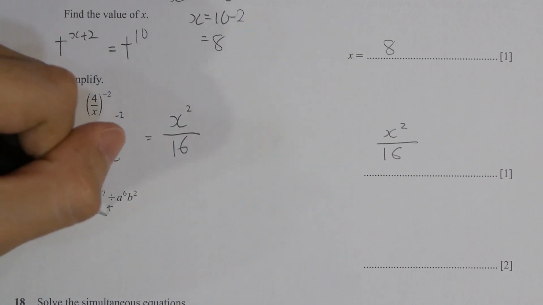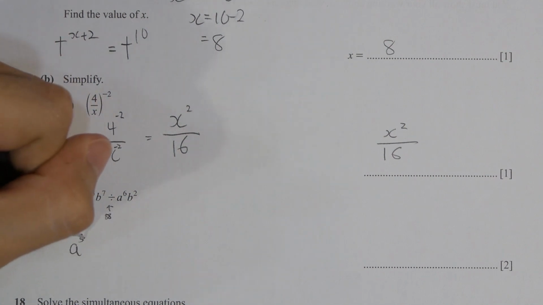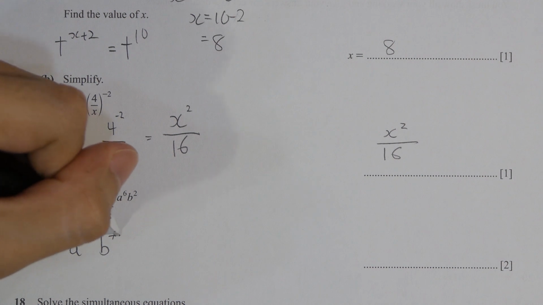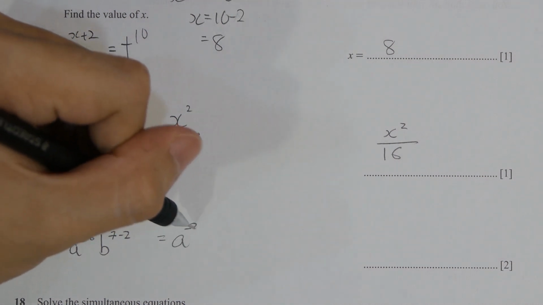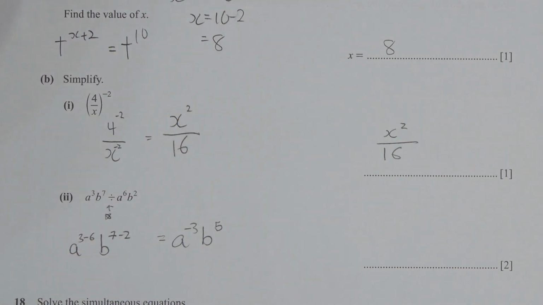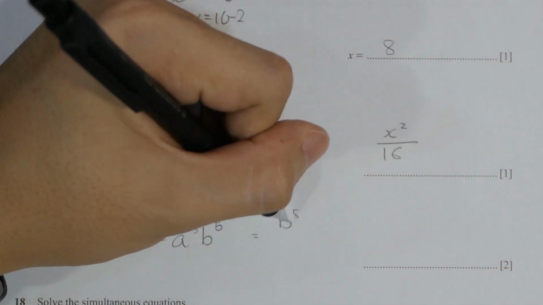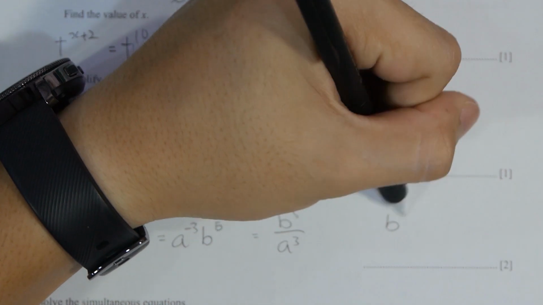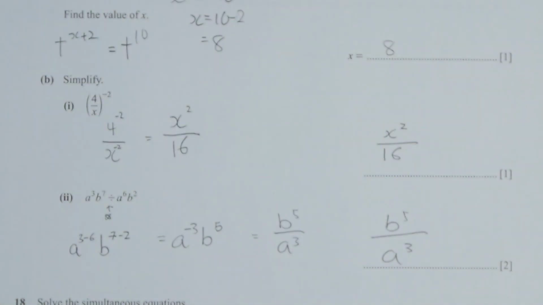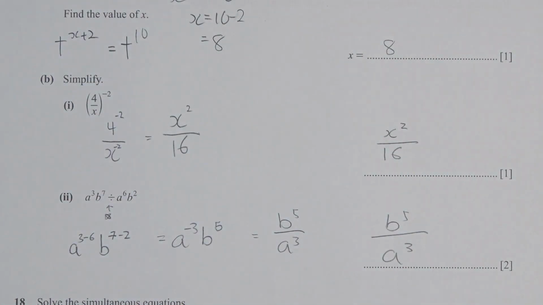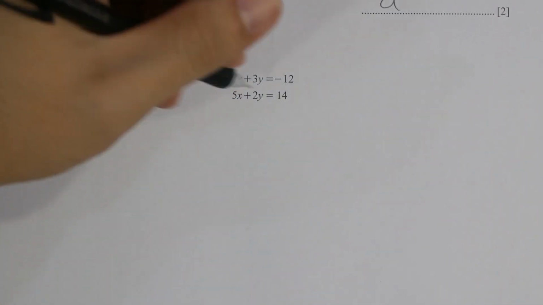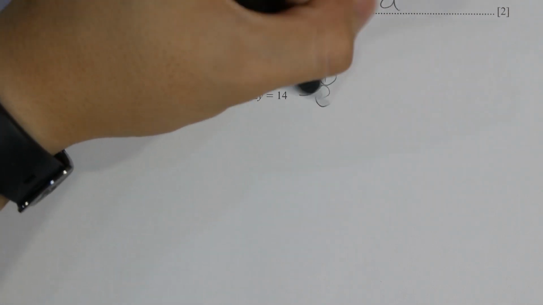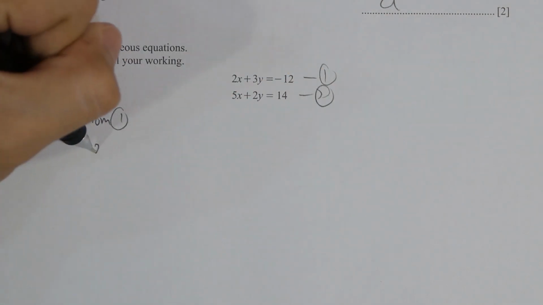Whereas for part B number 2, when dividing variables that have the same base, it becomes minus. So we get 2 to the power of 3 minus 6 and b to the power of 7 minus 2. So the result will be a to the power of negative 3, b to the power of 5. By moving a to the power of negative 3 to the denominator, your final result will be b to the power of 5 over a to the power of 3.